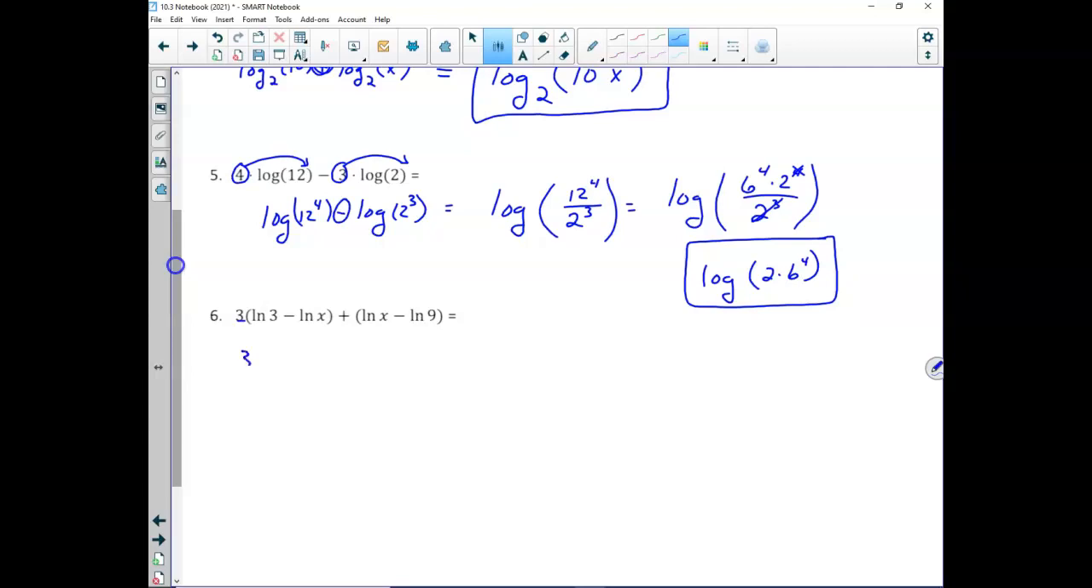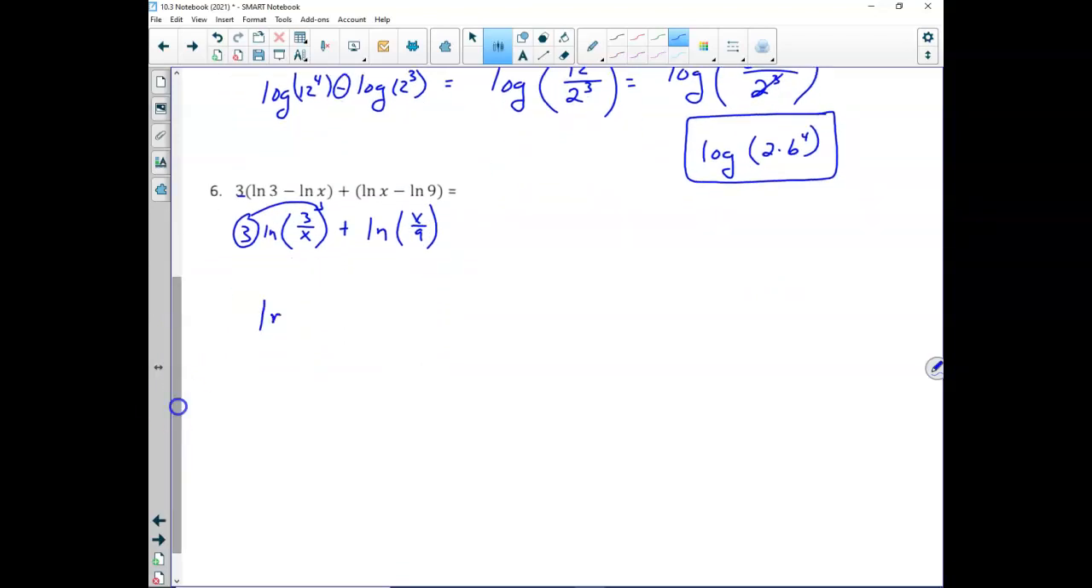So I'm going to say this is a 3. This is going to be a log of the first one divided by the second one, plus a log of the first one divided by the second one. Okay? Well, now I do have this power I'm going to kick up. So that's going to give me a log of, well, I know 3 to the third is 27, and I know x to the third is x to the third, plus ln x over 9. Well, what does this equal?